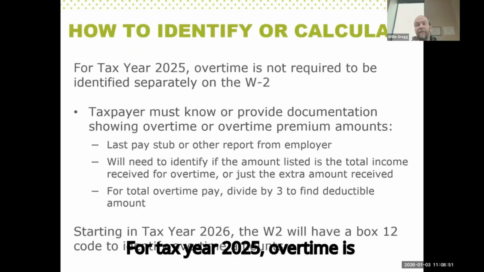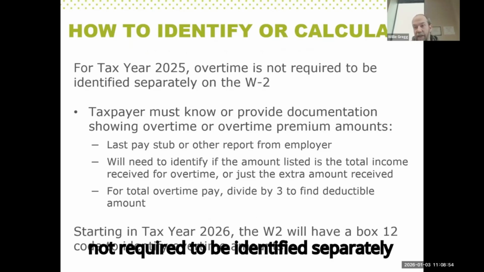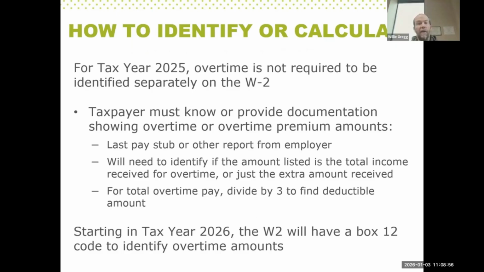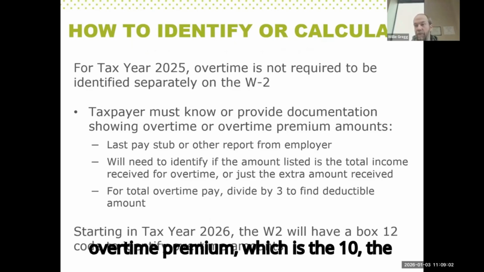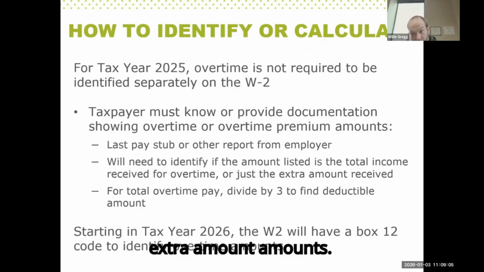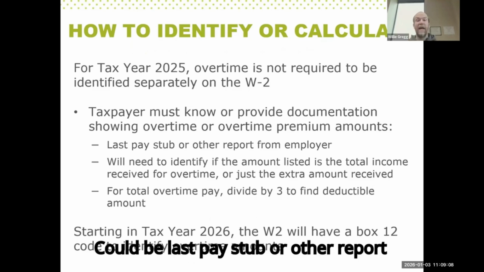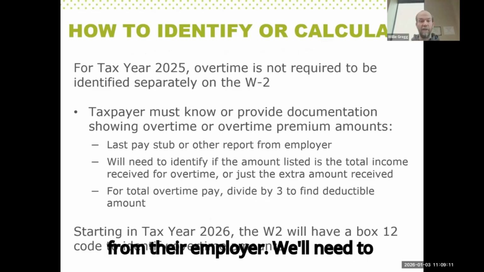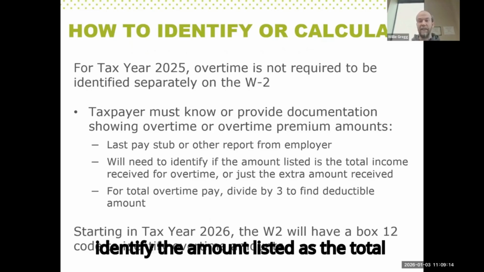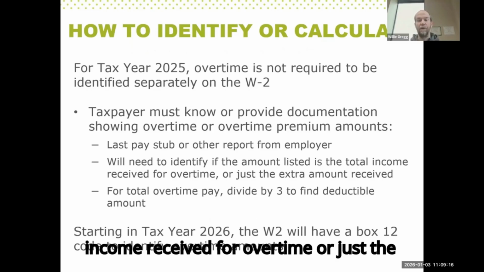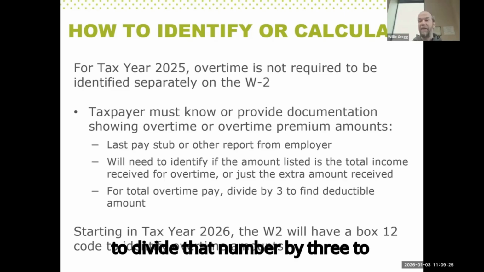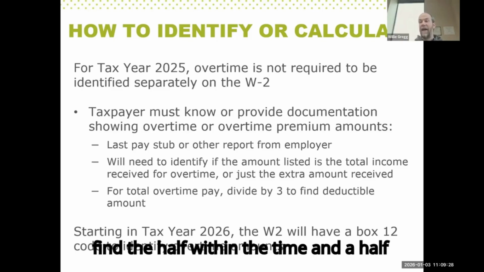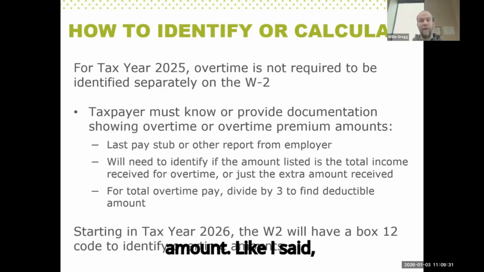For tax year 2025, overtime is not required to be identified separately on a W-2. Taxpayers must know or provide documentation showing overtime or the overtime premium, which is the extra amounts. Could be a last pay stub or other report from their employer. We'll need to identify if the amount listed is the total income received for overtime or just the extra amount received. If they get documentation that is total overtime pay, we may need to divide that number by 3 to find the half within the time and a half amount.